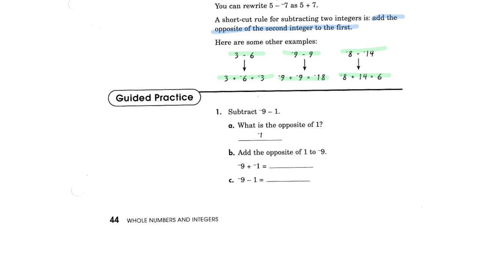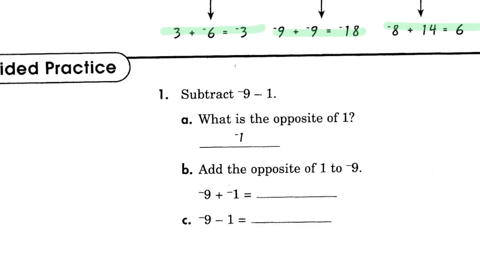So on this guided practice, it says subtract -9 minus 1. It says, what is the opposite of positive 1? Well, obviously, that's a -1. And then it says add the opposite of 1 to -9. So instead of saying -9 minus 1, it's now -9 plus -1, which my answer is -10. So -9, we're going to add the opposite, and that becomes -10. Make sure you have this side filled out before going on to the next page.